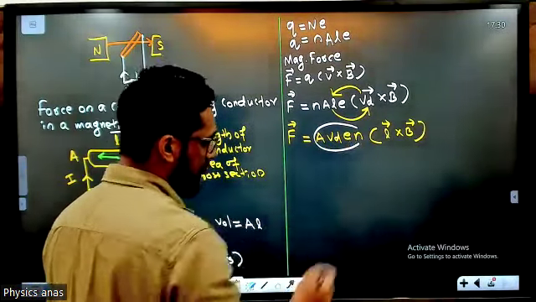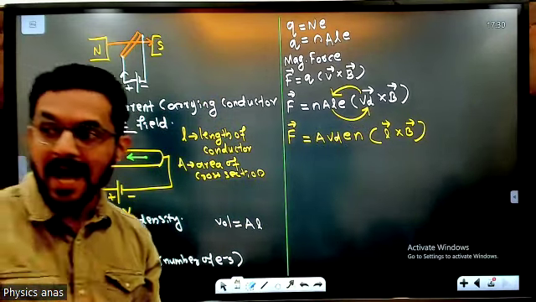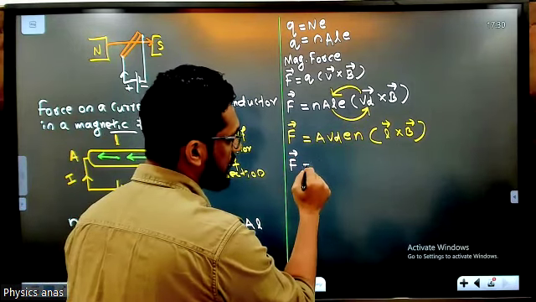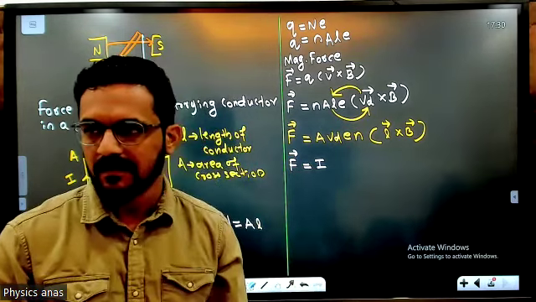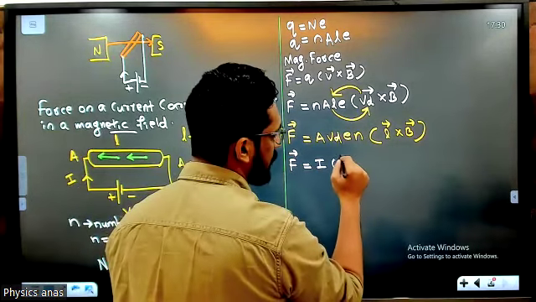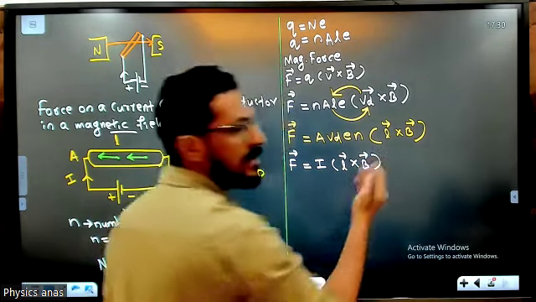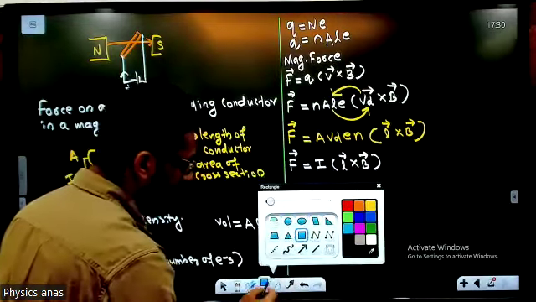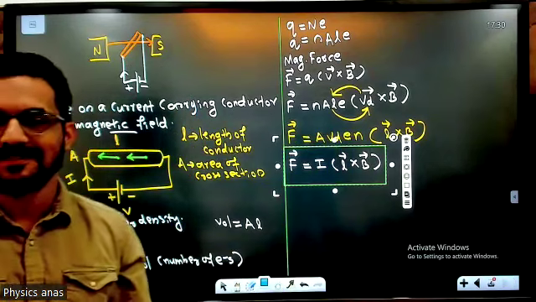What is ABDEN? ABDEN is I. So F is equal to I. Is I a scalar or a vector? This is scalar. So I into, what is inside the bracket? L cross B. I into L cross B. This is the equation for force acting on a conductor in a magnetic field.